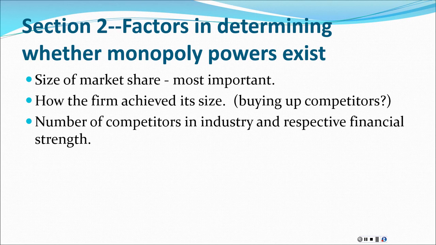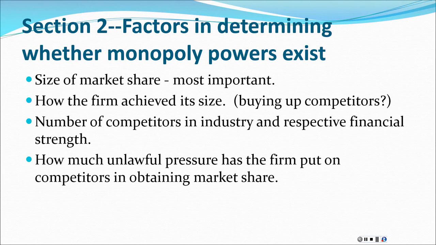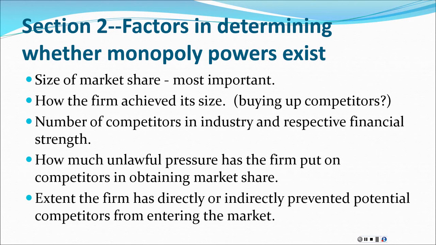Next, you consider the number of competitors in the industry and their respective financial strength. Number 4, how much unlawful pressure has the firm put on competitors in obtaining market share? Threats, things of this nature. And then lastly, the extent the firm has directly or indirectly prevented potential competitors from entering the market. Maybe buying up patents, for example, that would have allowed competition.